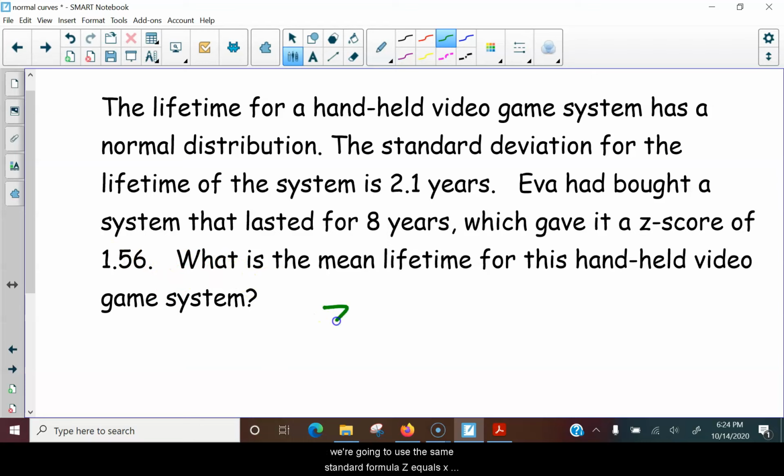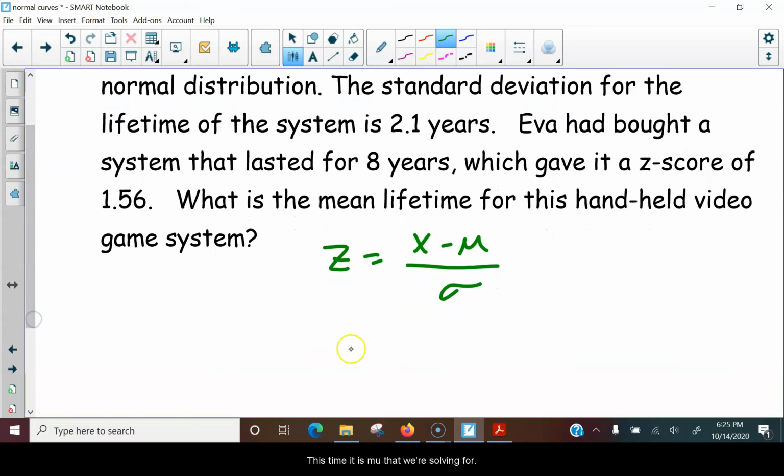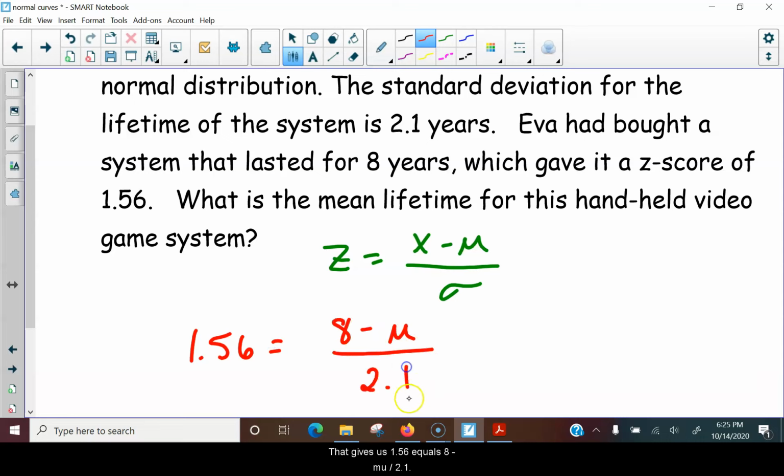We are going to use the same standard formula, z equals x minus mu over sigma. This time it is mu that we're solving for. So we have 8 years, which is the data point, a standard deviation of 2.1, and a z-score of 1.56. That gives us 1.56 equals 8 minus mu over 2.1.